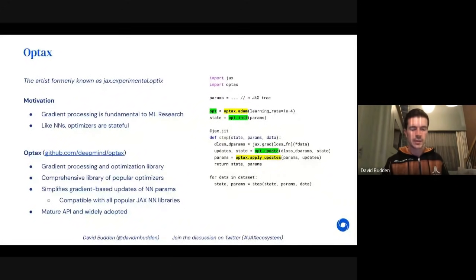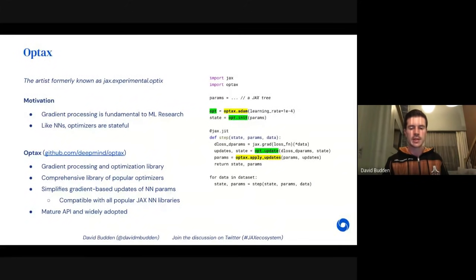OPDX. So OPDX is for optimization. Much like neural networks, it often makes sense to think about optimizers in an object-oriented paradigm as having state. OPDX is essentially a gradient processing and optimization library that at its core provides a zoo of common optimizers that people know and love, things like SGD, Adam, momentum, whatever it may be.